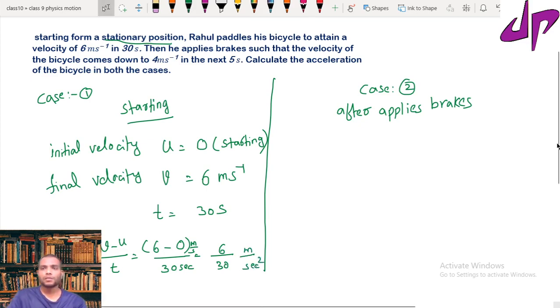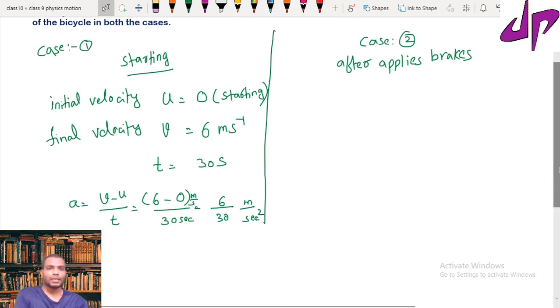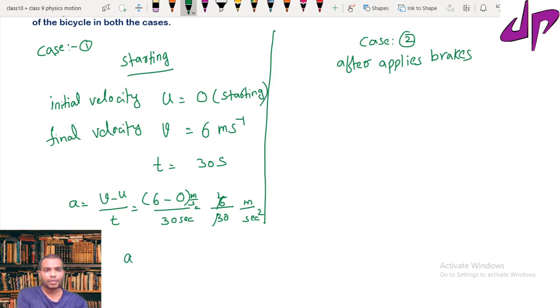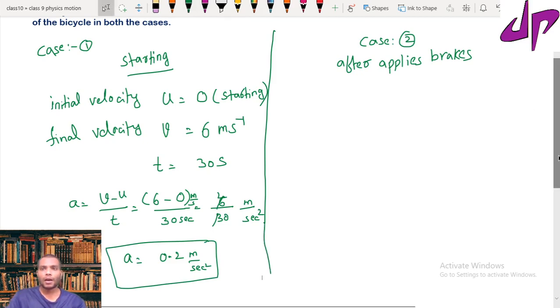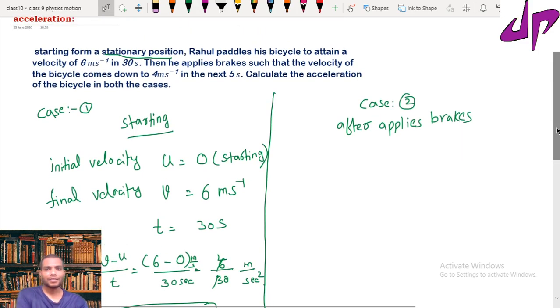If you simplify this, you will get 6 by 30 equal to 0.2. So acceleration a equal to 0.2 meter per second square. So this is the first case. The acceleration is positive 0.2; there is no negative sign here. Now after applying brakes, this is the second case.